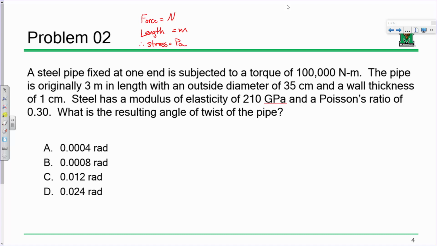I have a steel pipe fixed at one end with a torque of 100,000 Newton meters. The pipe is originally 3 meters in length, and has an outside diameter of 35 centimeters and a wall thickness of a single centimeter. Now, steel has a modulus of elasticity of 210 gigapascals and a Poisson's ratio of 0.3. What's the resulting angle of twist? Okay, so right off the bat, because they're asking for the angle of twist, the governing equation is going to be TL over GJ.